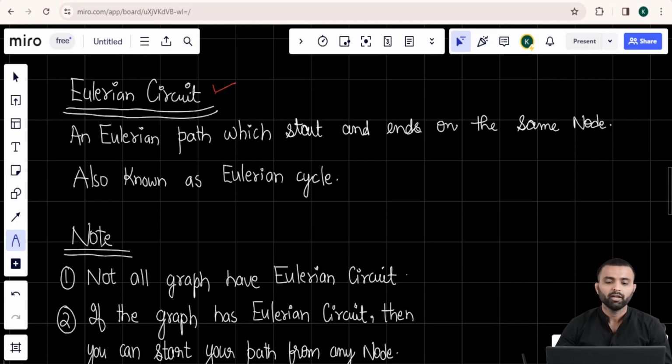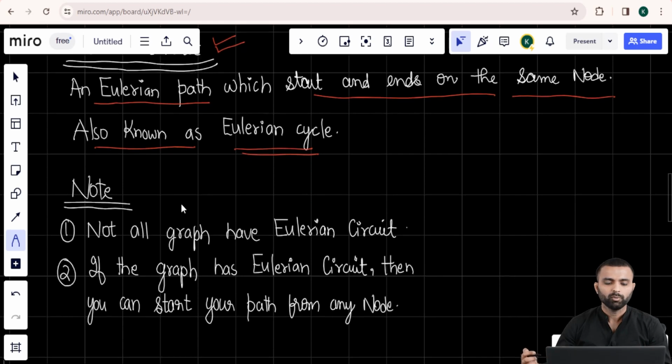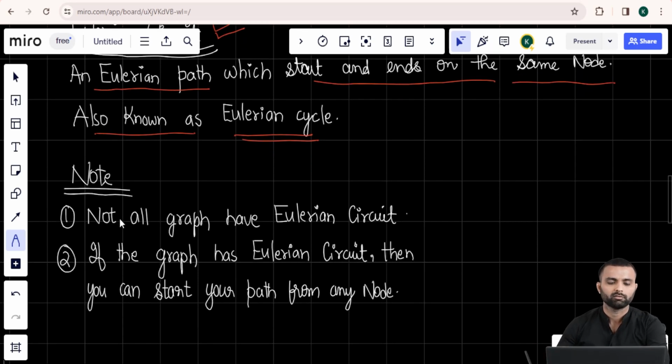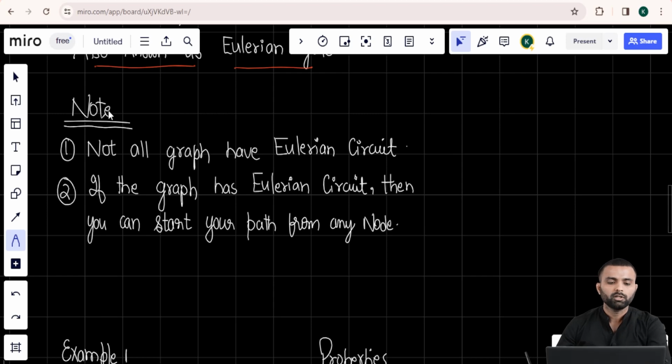Let's now understand our main concept, which is the Euler circuit, or Eulerian circuit. What's the definition of it? An Eulerian path which starts and ends on the same node, and this is also known as an Eulerian cycle. Before understanding the definition, please note these two points also. The first point is that not all graphs have an Eulerian circuit.